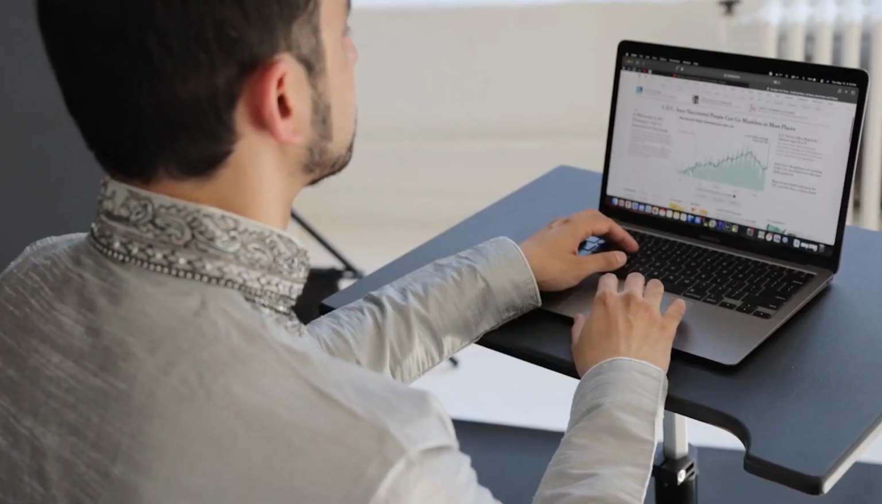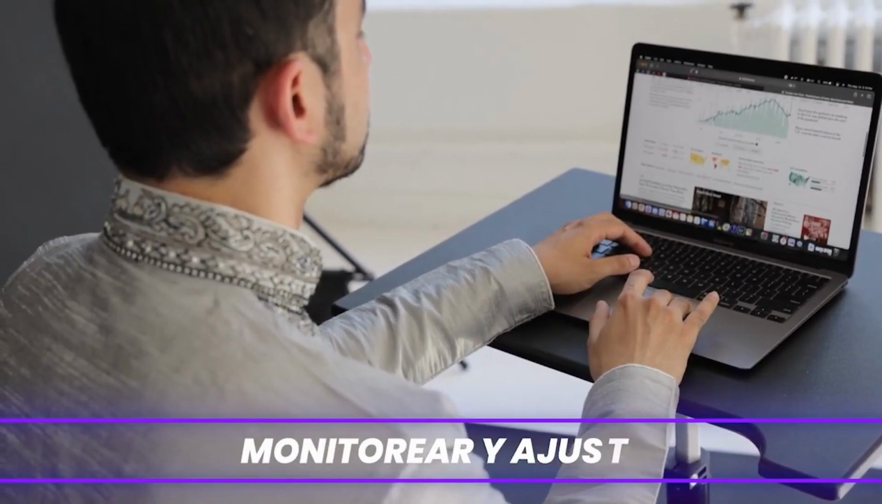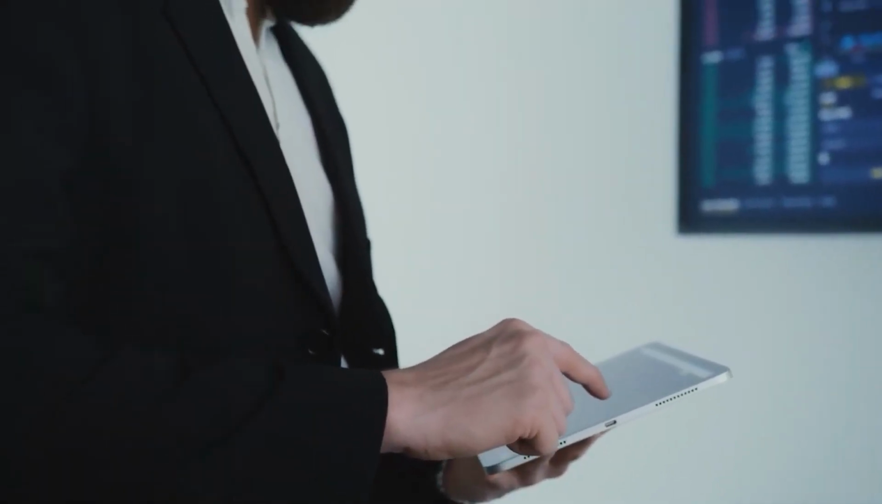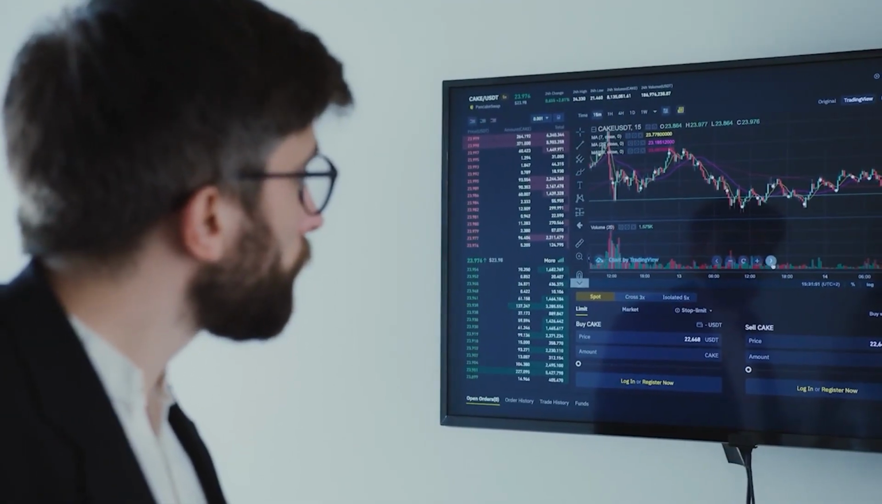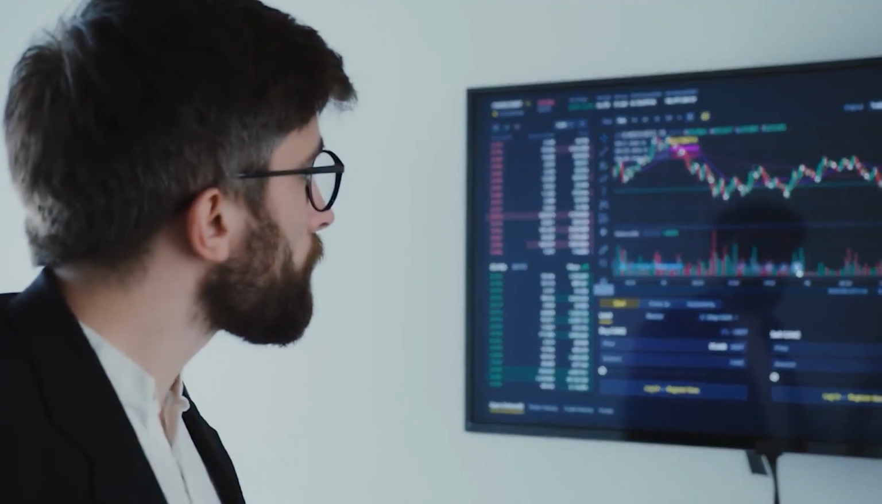Then obviously the next step would be to monitor and adjust. Although DCA is a long-term investment strategy, it's important to monitor your portfolio regularly. Review your investments periodically to make sure they're aligned with your financial goals and make adjustments if necessary. However, avoid making impulsive changes based on short-term market fluctuations, as this could have a negative impact.